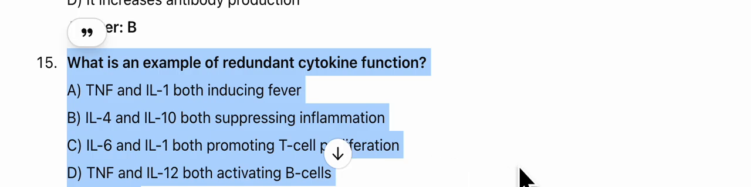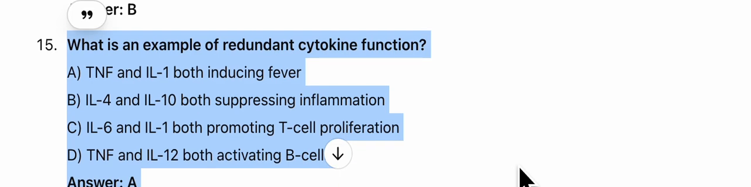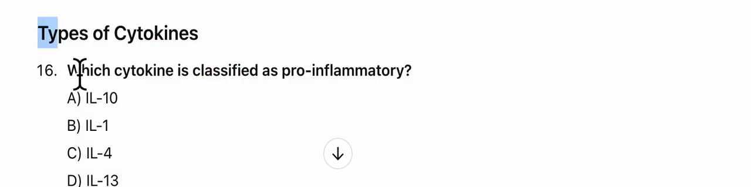What is an example of redundant cytokine function? A. TNF and IL-1 both inducing fever. B. IL-4 and IL-10 both suppressing inflammation. C. IL-6 and IL-1 both.